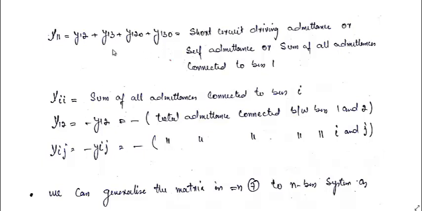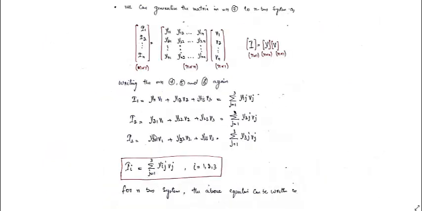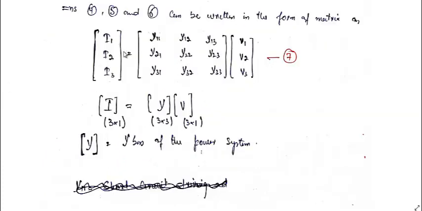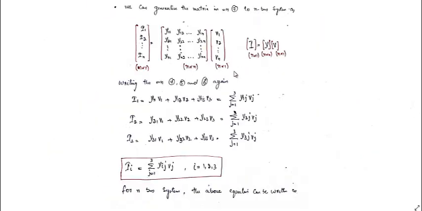By defining these elements like this, it is very simple to calculate the Y bus. So we can generalize the matrix in equation 7 to the n bus system. Instead of stopping at 3, we can go up to n. You can see I can generalize it like this.